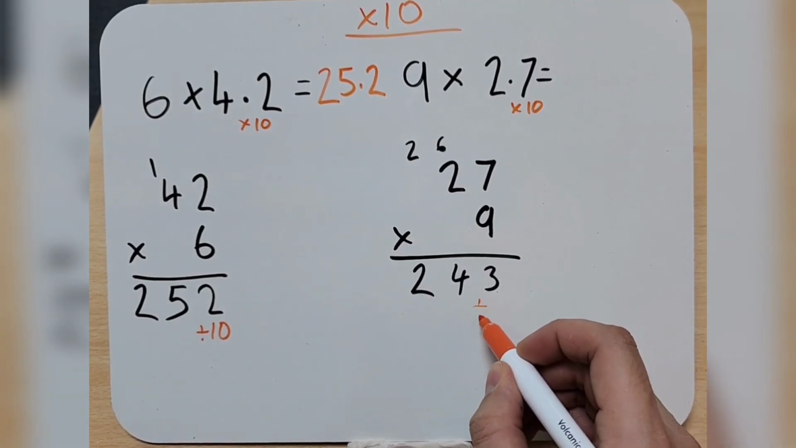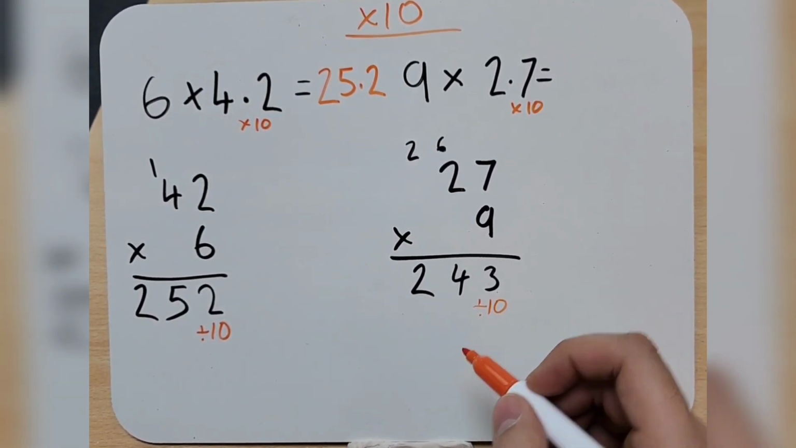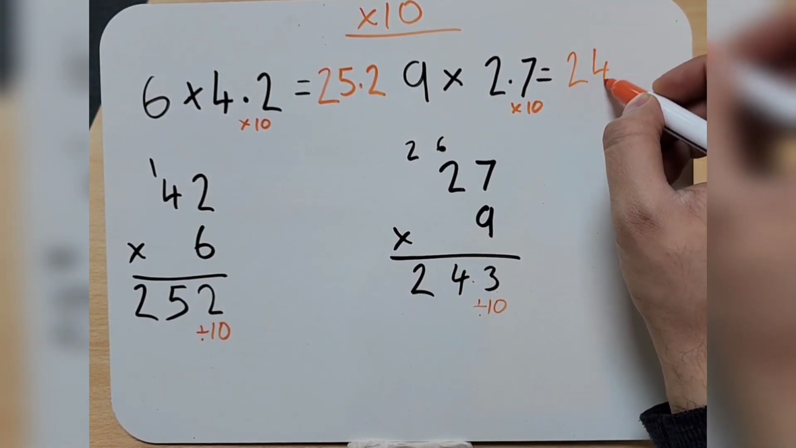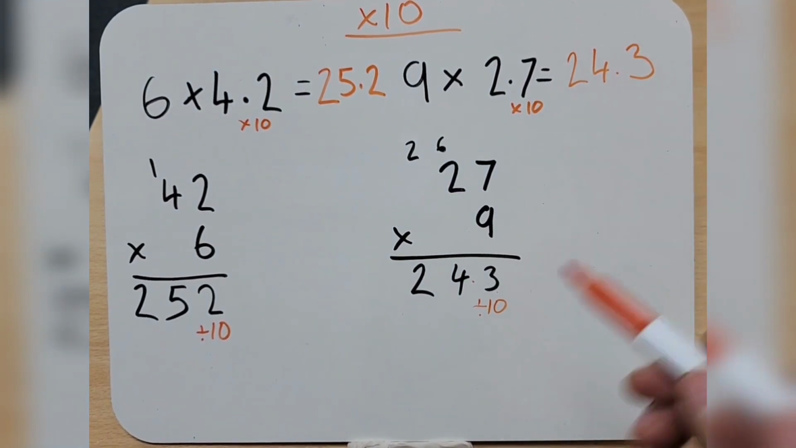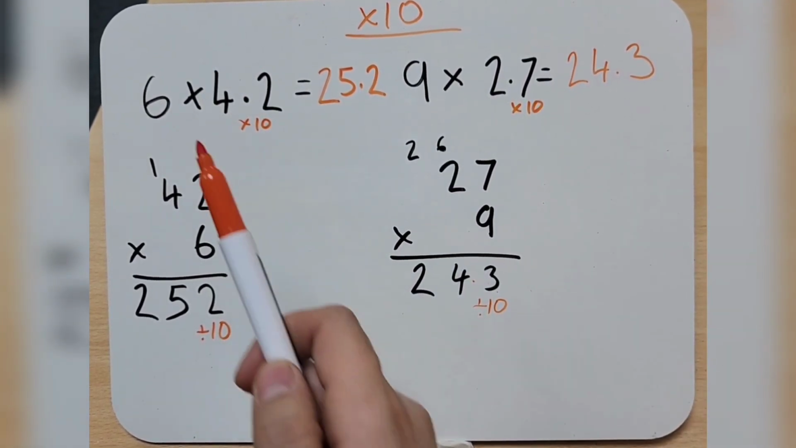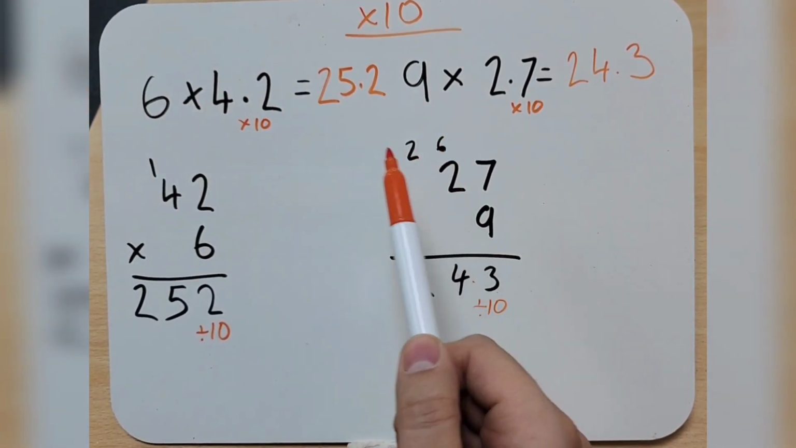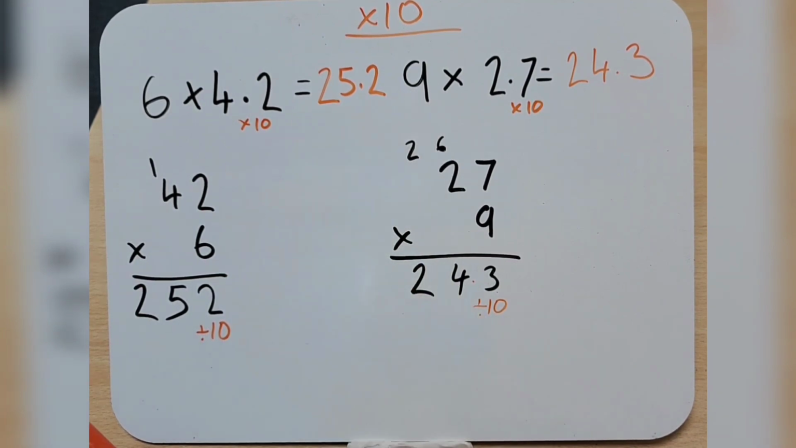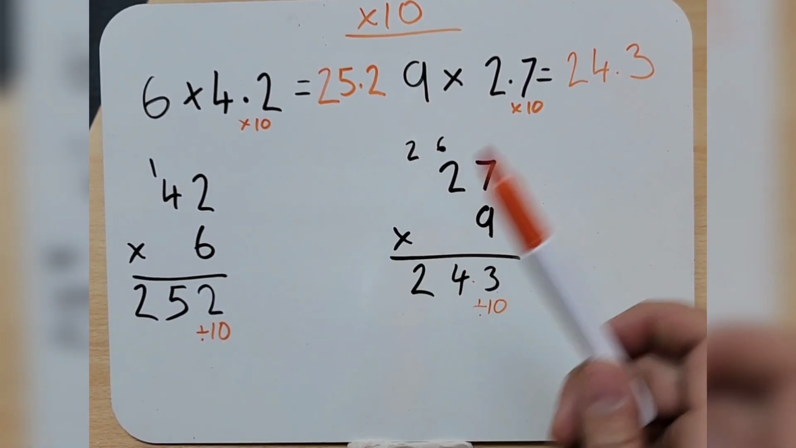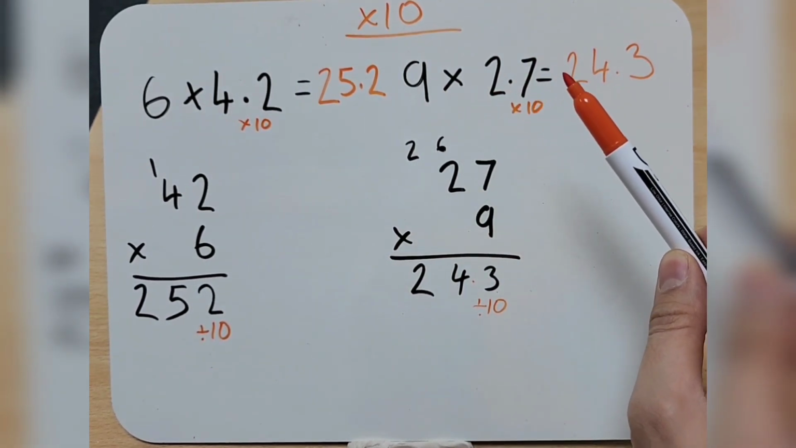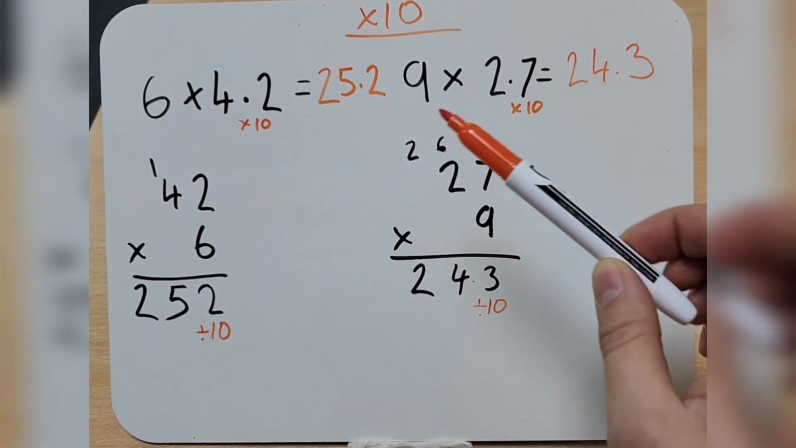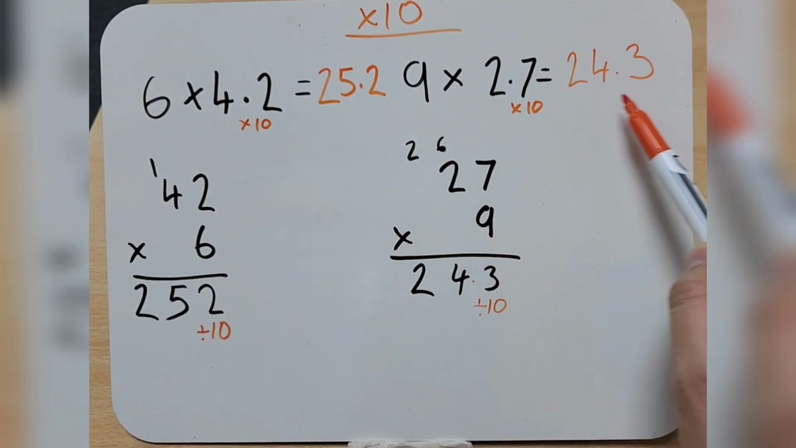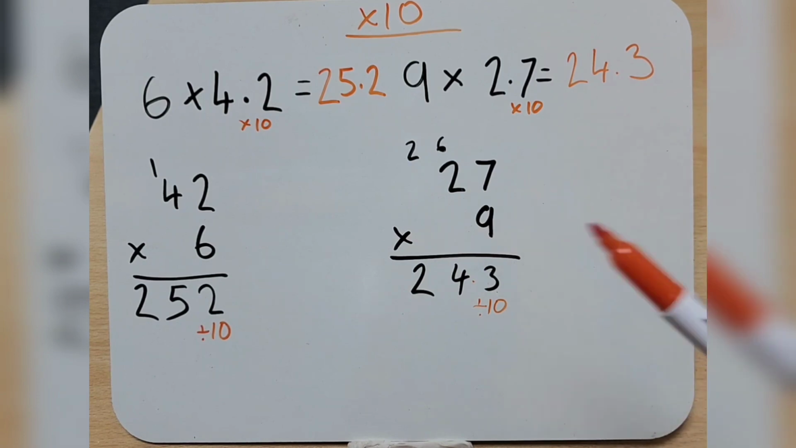We need to make sure we're dividing by 10. So once we divide by 10, we're going to put a decimal point in here. Answer is going to be 24.3. If you look at these answers, they are roughly about right. So 6 times 4 is 24. So the answer for 6 times 4.2 is going to be just a bit above that. And 25.2 is 9 times 2 is 18, and 9 times 3 is 27. So this answer here is between 18 and 27. So it makes sense.